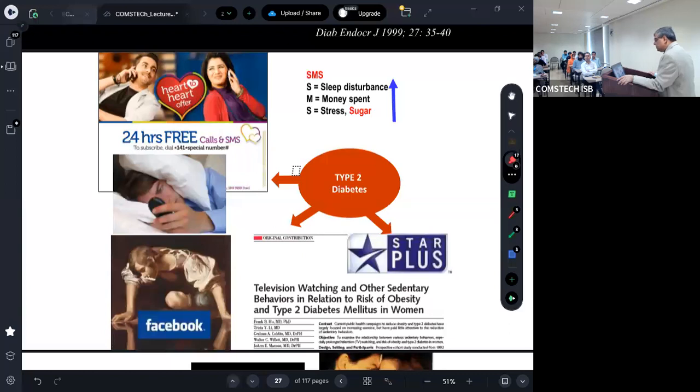This is a recent cause. Nowadays, people are using mobile phones, SMS, messages, Facebook. They are very active at night, hyperactive at midnight, without sleeping. It is sleep disturbance. What happens with sleep disturbance? We call it sleep apnea. It causes diabetes. The quality of sleep also matters.